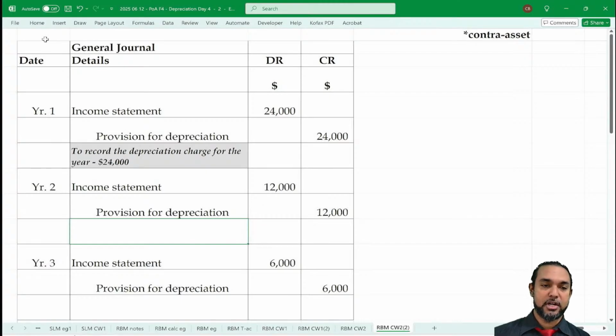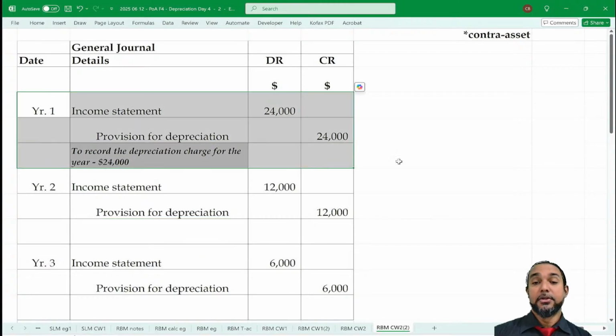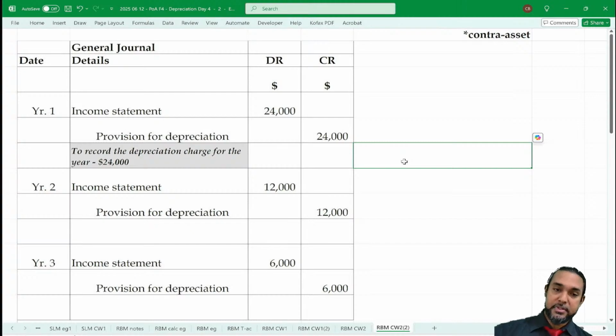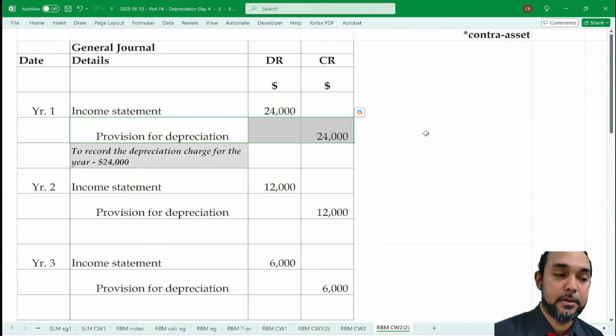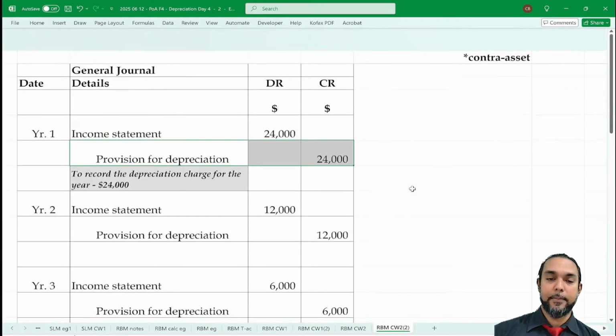Okay, so that's the general journal entry, the debit and the credit. Now we want to actually put these figures in the respective accounts. Here we have said what we are going to debit and what we are going to credit, so now we want to show the actual bookkeeping for the depreciation in our books. We want to show the depreciation account. So one sec.